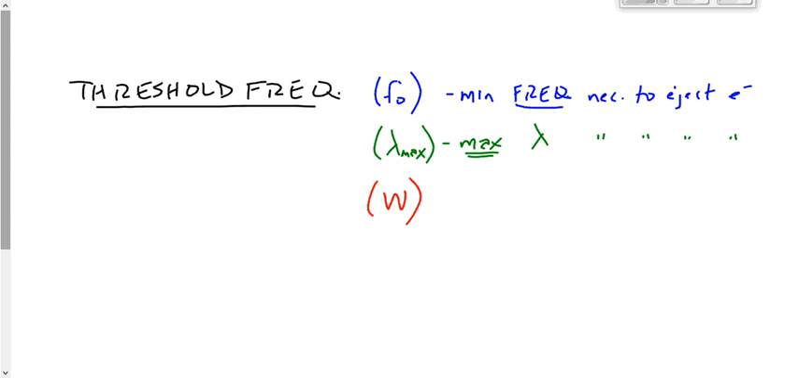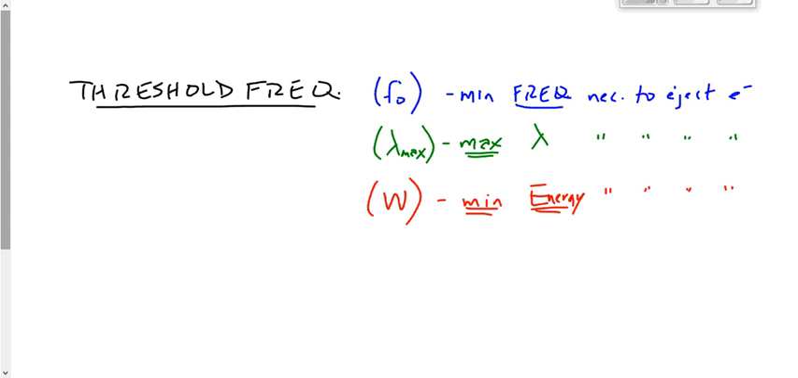Now that also goes with a third term that we call the work function. The work function is the minimum energy necessary to eject an electron. The energy that gets used up in the process of ejecting the electron.